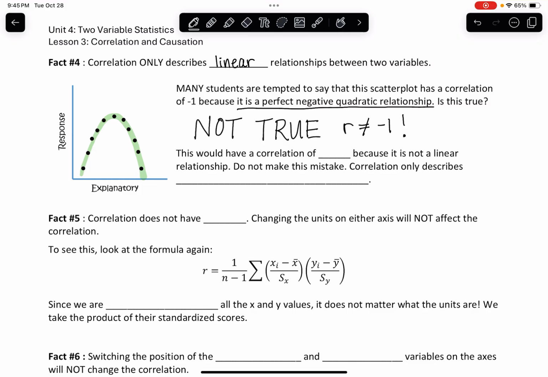This is a quadratic. It's not linear. This would have a correlation of 0 because it's not a linear relationship. Correlation only describes linear relationships. Just because you have a perfect negative or a perfect positive, if it's not linear, it's not a correlation value. Correlation only describes linear relationships.